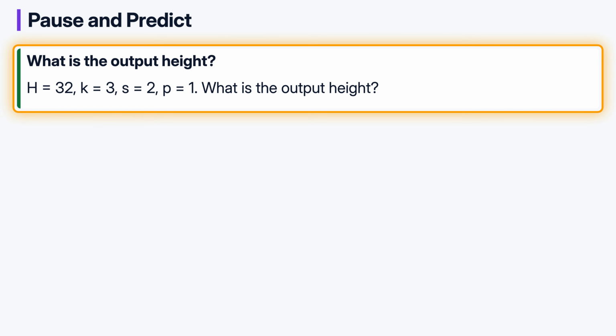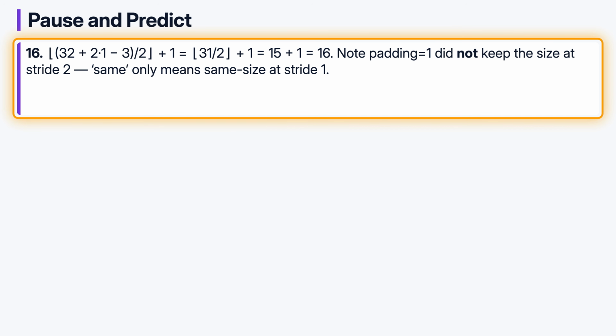Your turn. The input height is 32, the kernel is 3, the stride is 2, and the padding is 1. What is the output height? Pause and work it out. Okay, here it is. It is 16. 32 plus 2 minus 3 is 31. 31 over 2 floored is 15. Plus 1 is 16. Notice that padding 1 did not keep the size at stride 2. Same only means same size at stride 1.